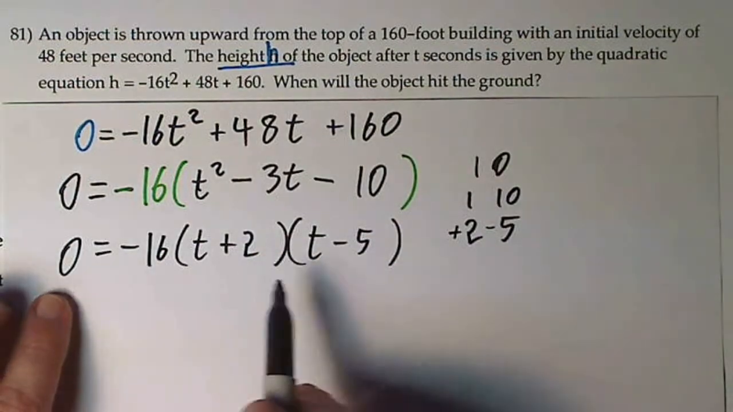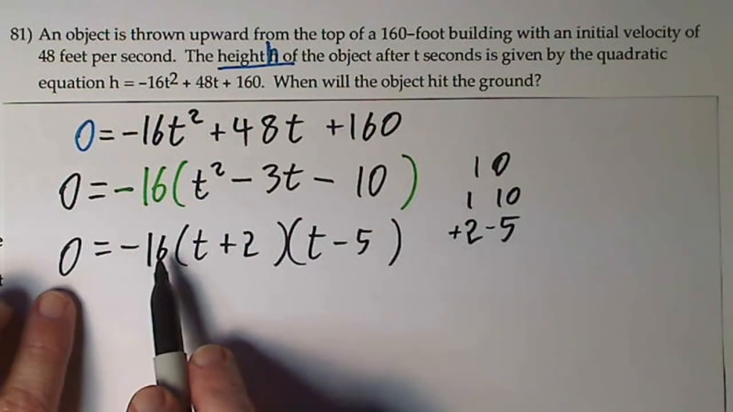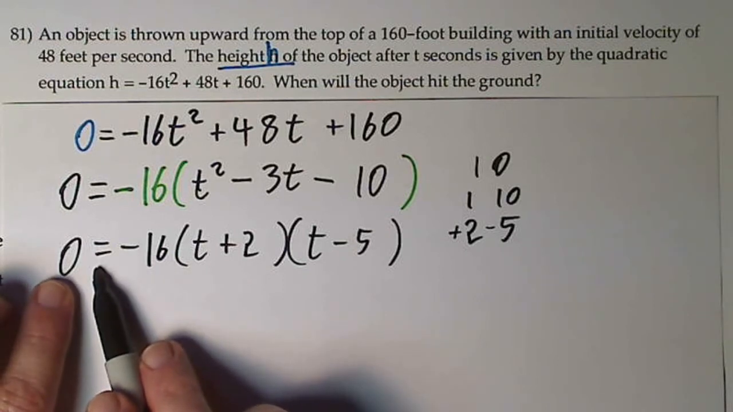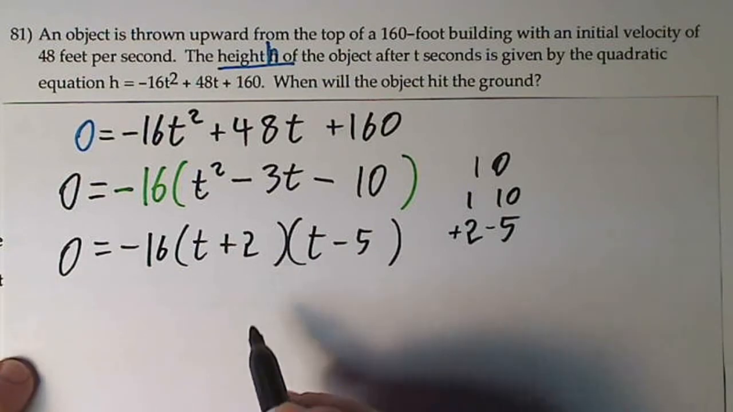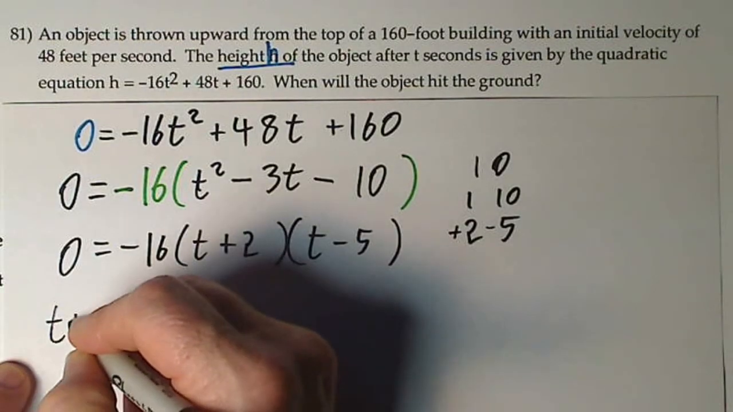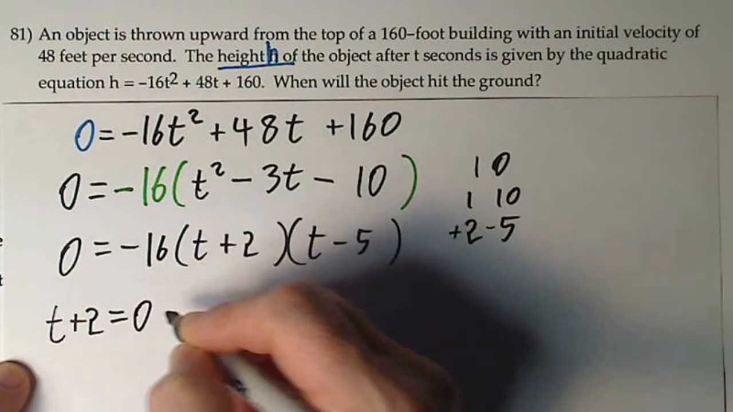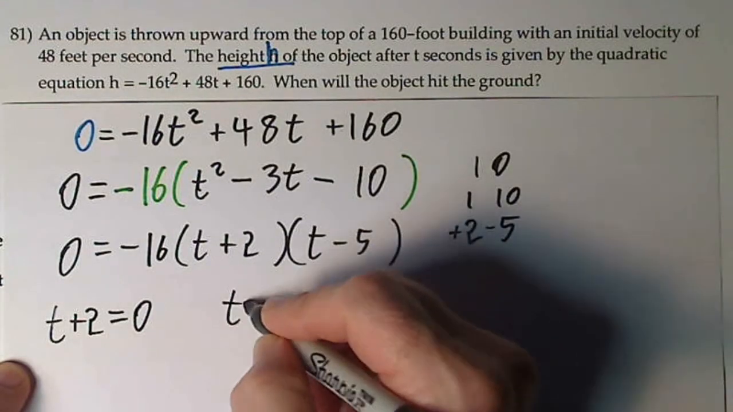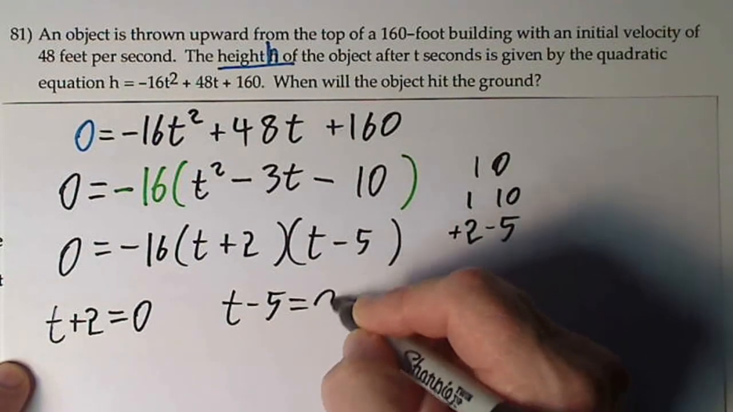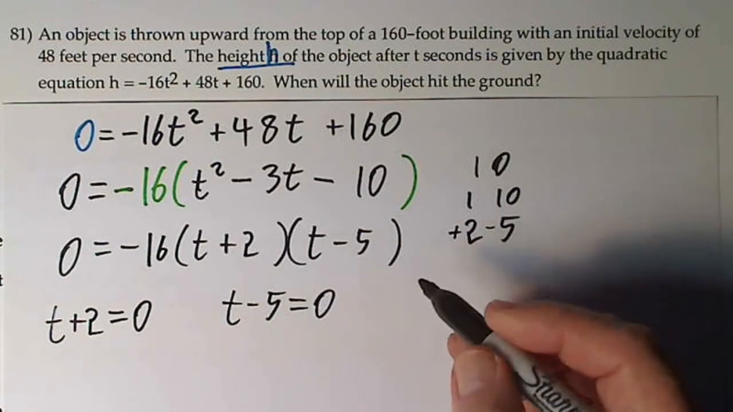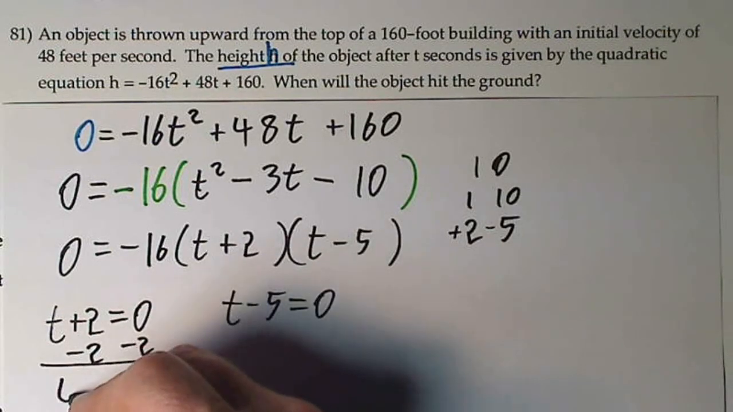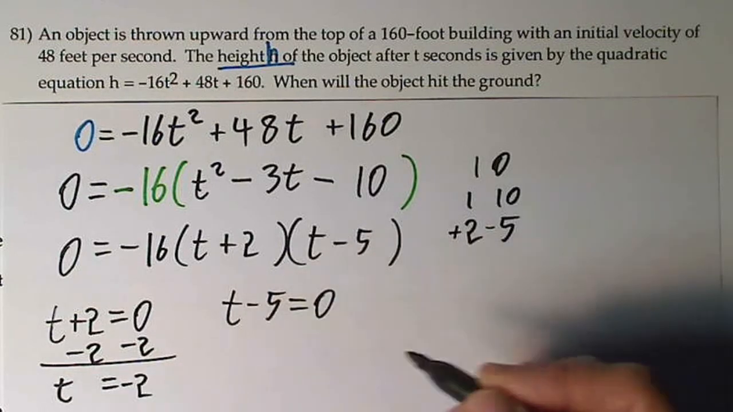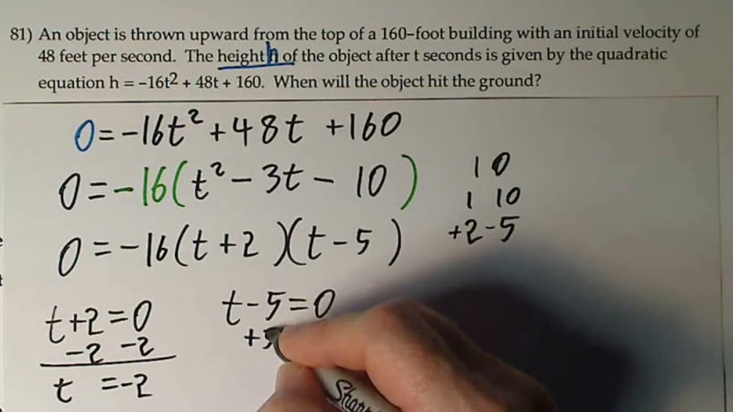So you would grab each factor and set it equal to 0. -16 is not equal to 0, so I'll just toss that value. But I'll take t plus 2 and set that equal to 0. I'll take t minus 5 and set that equal to 0, and then solve for t. So subtract 2 from each side. Add 5 to each side.